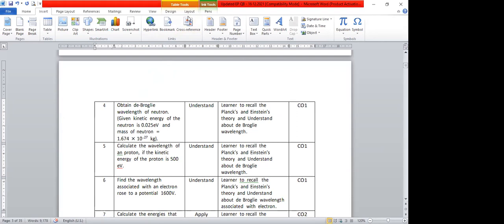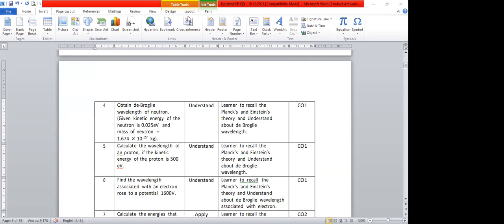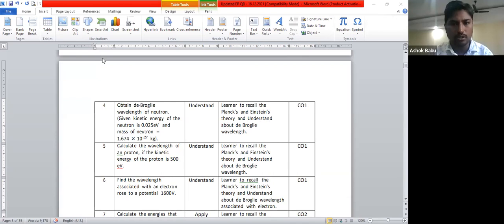By multiplying with the charge of the electron, 1.6 into 10 power minus 19. We are going to convert from electron volts to joules. So using the formula lambda equals h by root over 2mE, all of you try to find the de Broglie wavelength also.